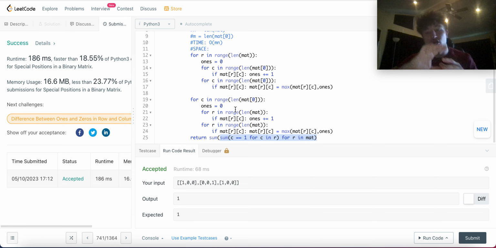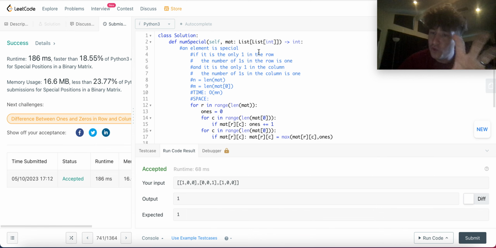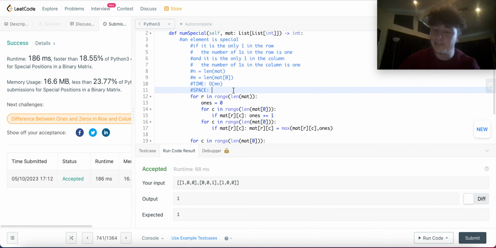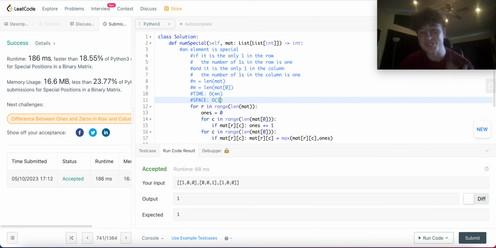Is I don't need to create some sets or something to try to figure out, well, how many rows and columns, whatever. No. So I'm just using the matrix that's given, right? So this is an example where it's constant space, right? But the problem is with these kind of problems with LeetCode, right?